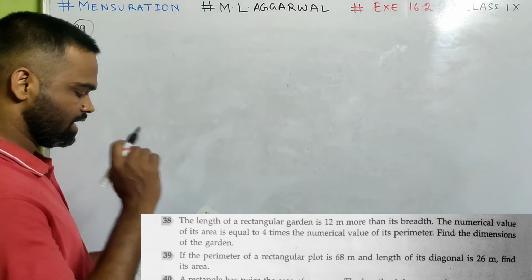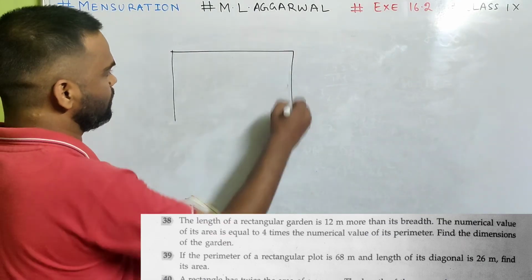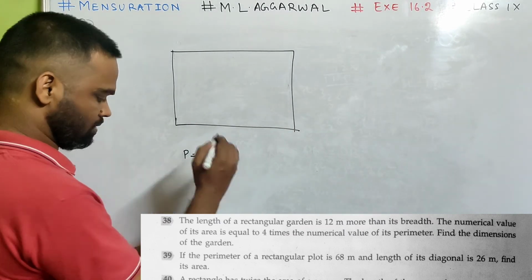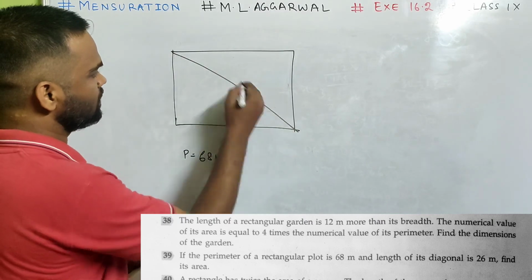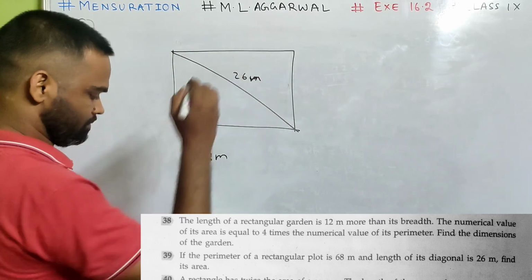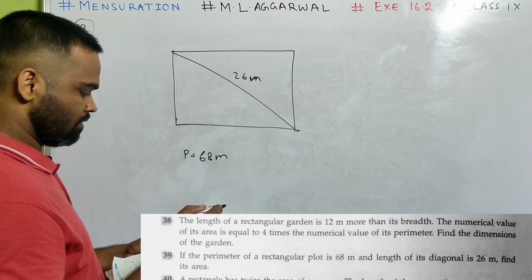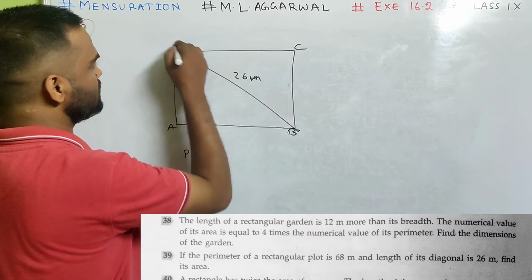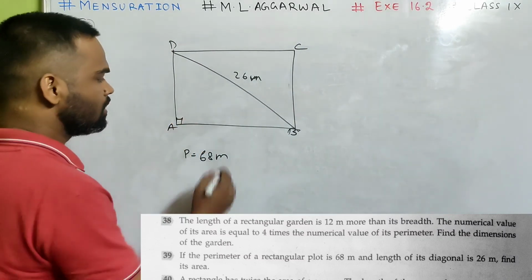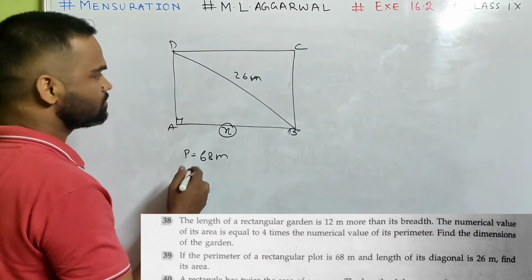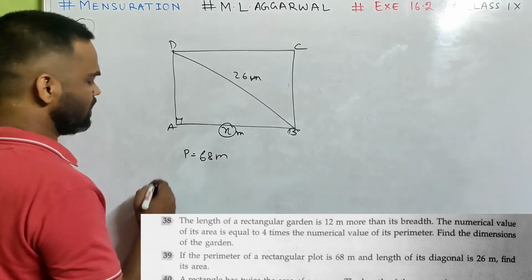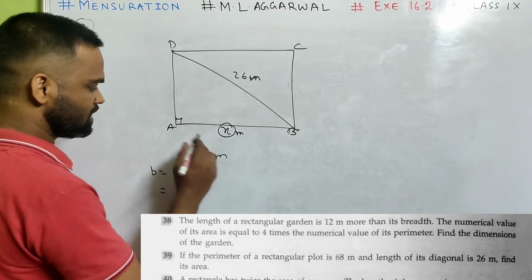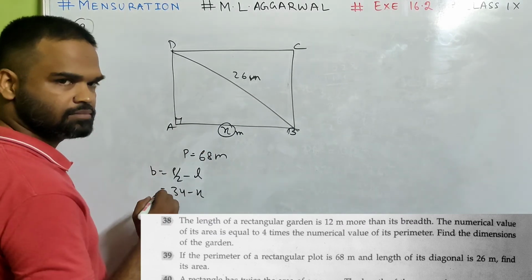Look at 39. If the perimeter of a rectangular plot, they have given the perimeter of a rectangular plot as 68 meter and the length of the diagonal 26 meter. Okay, find its area. Now look over here. A, B, C, D. We need the area. Suppose the length is x meters. Then what will be the breadth? Breadth will be P by 2 minus length, which is 68 by 2. That's 34 minus x. Yes or no?